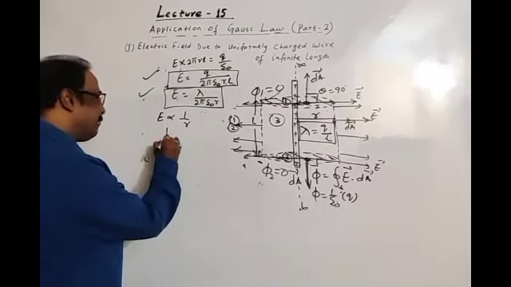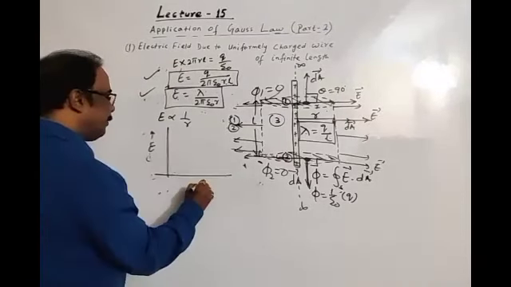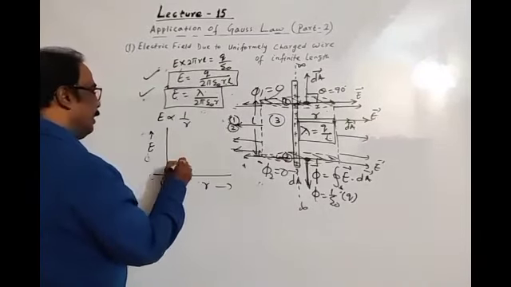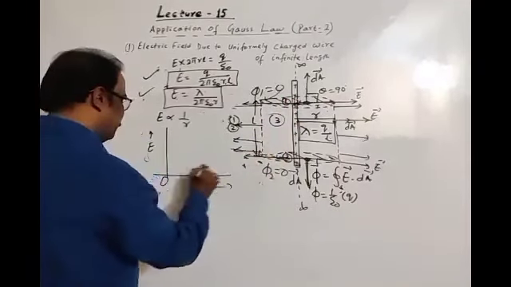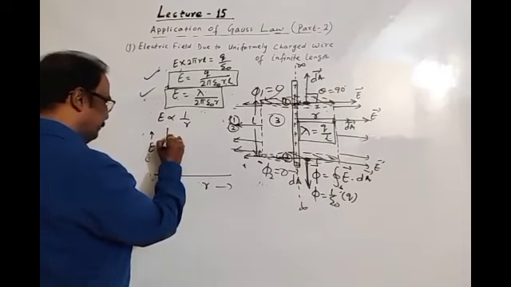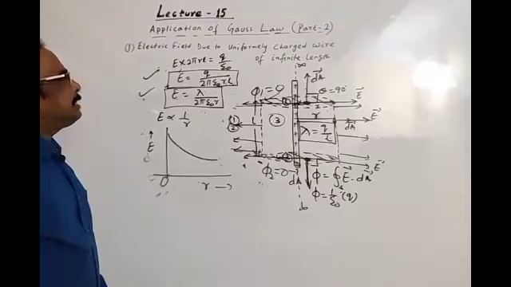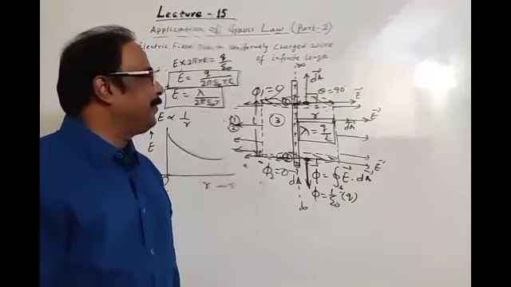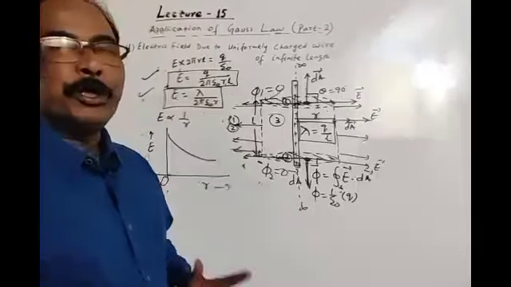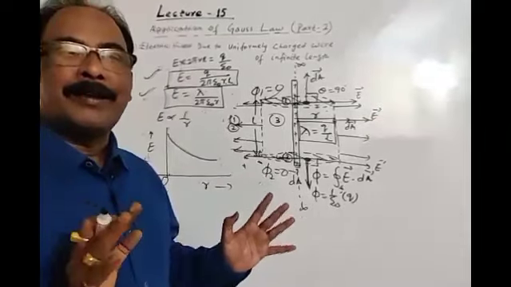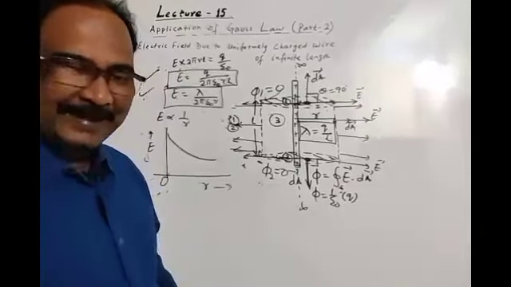Then the required graph: variation of electric field with distance, this is 0. Let's consider this is the axis of the wire. This line is at position 0. Then this is the variation of electric field. This is about electric field due to a uniformly charged wire of infinite length, and lambda is uniform linear charge density.